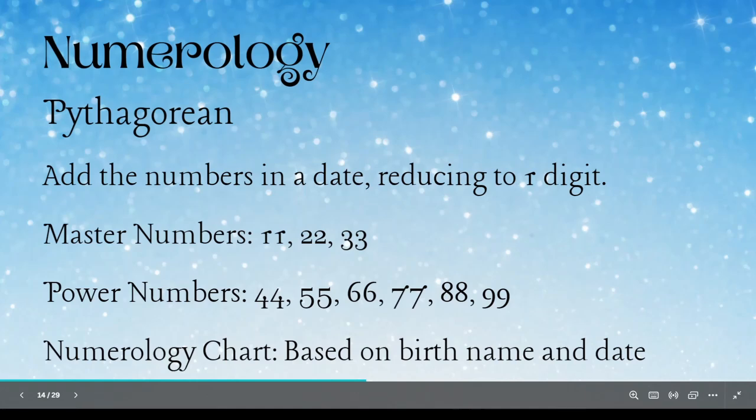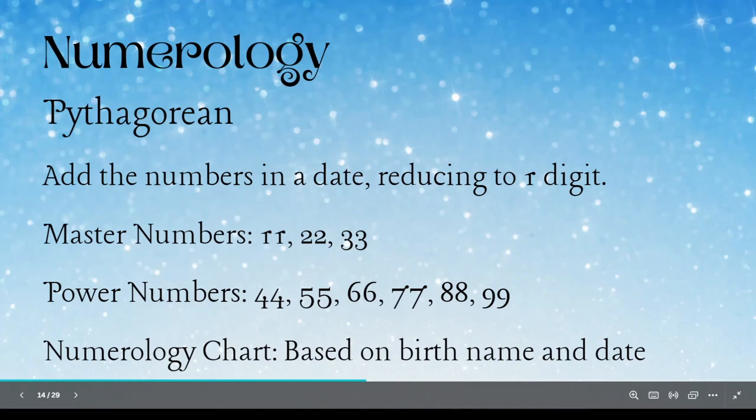So that has a special meaning. If it happens to be 11, 22, 33, those are the master numbers. Those are even more powerful than your power numbers. And again, I'll talk about all that in more detail later on. This is just to give an overview.